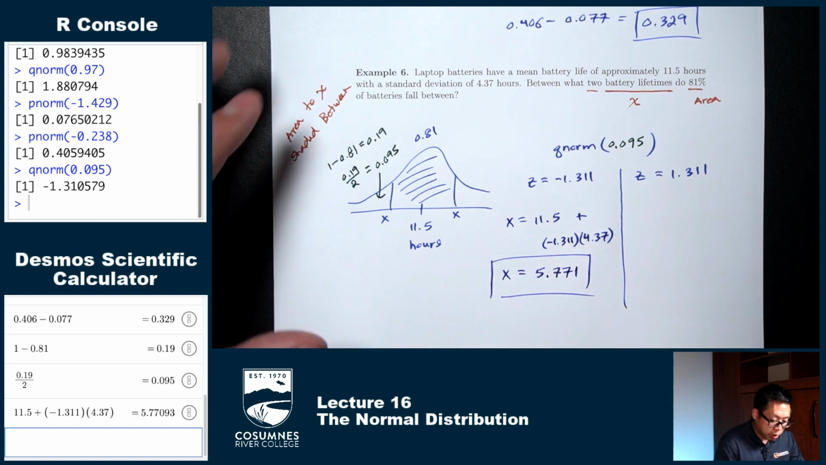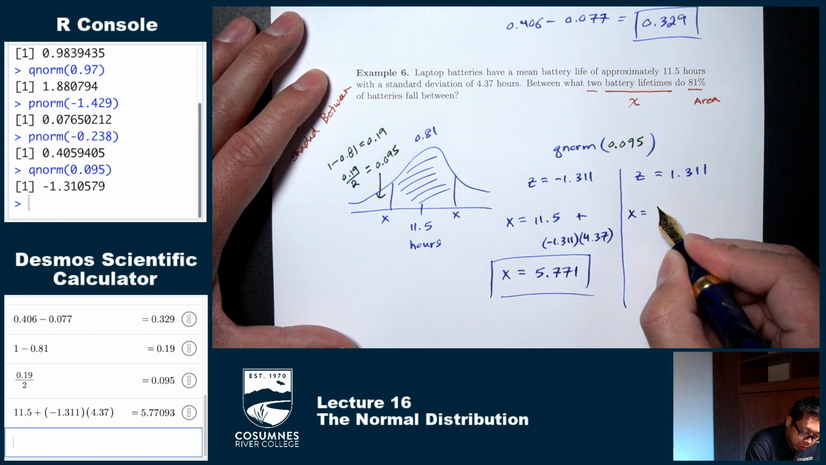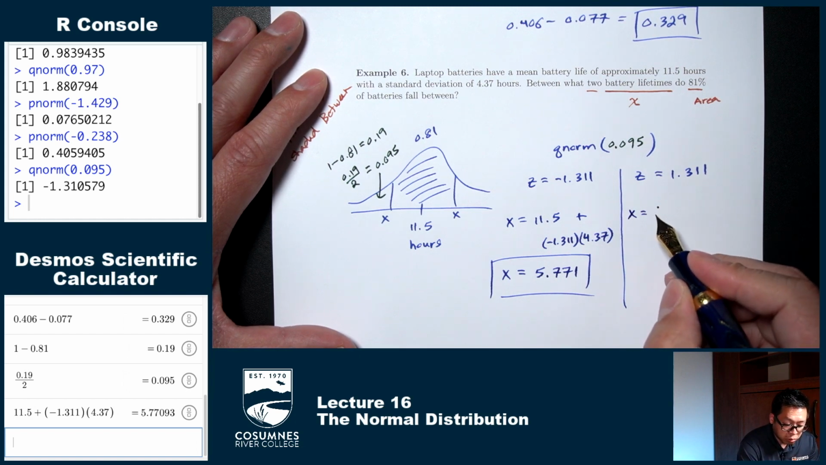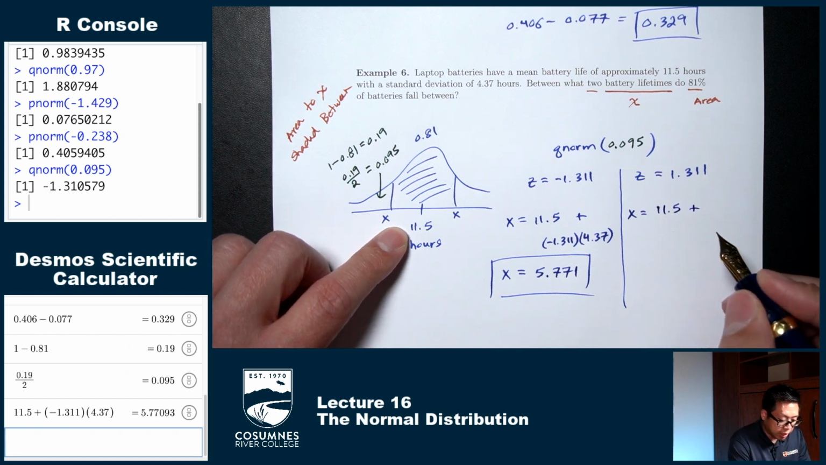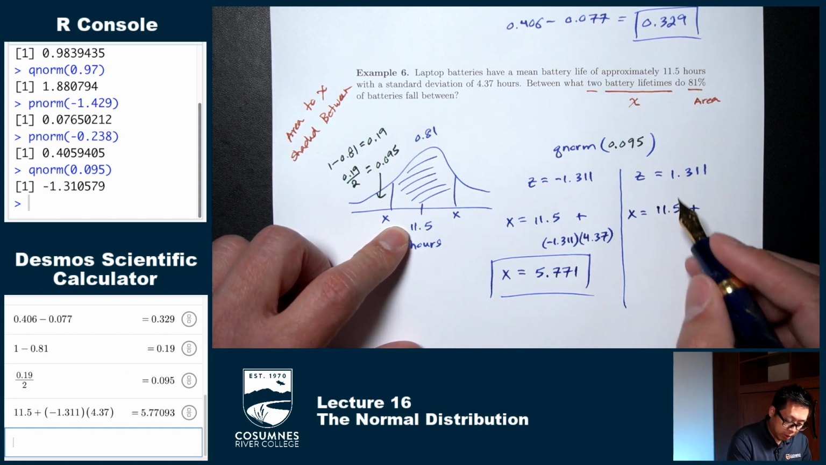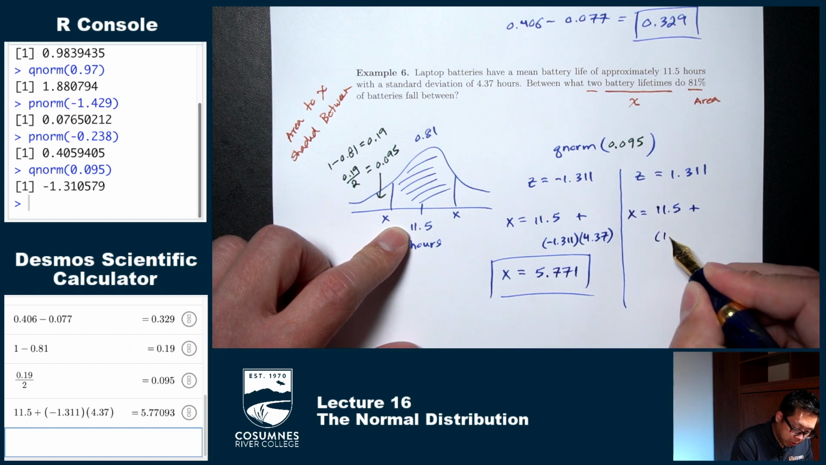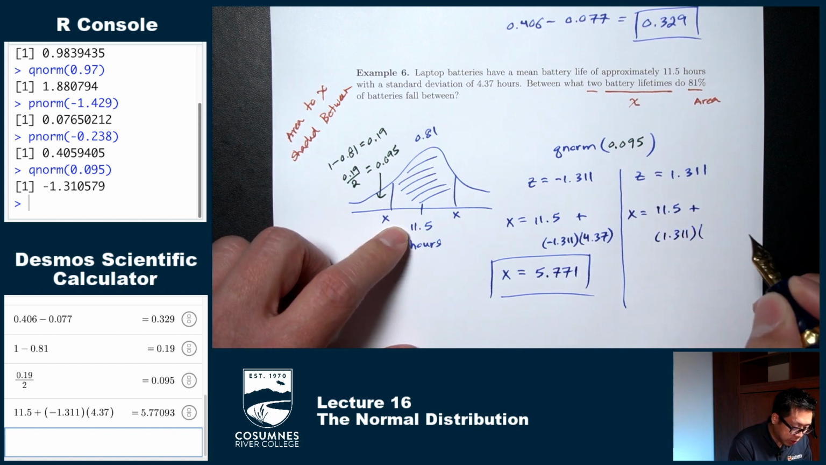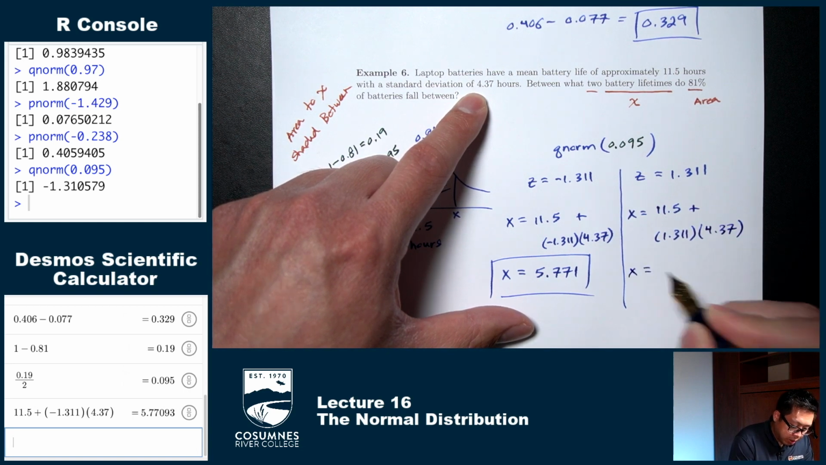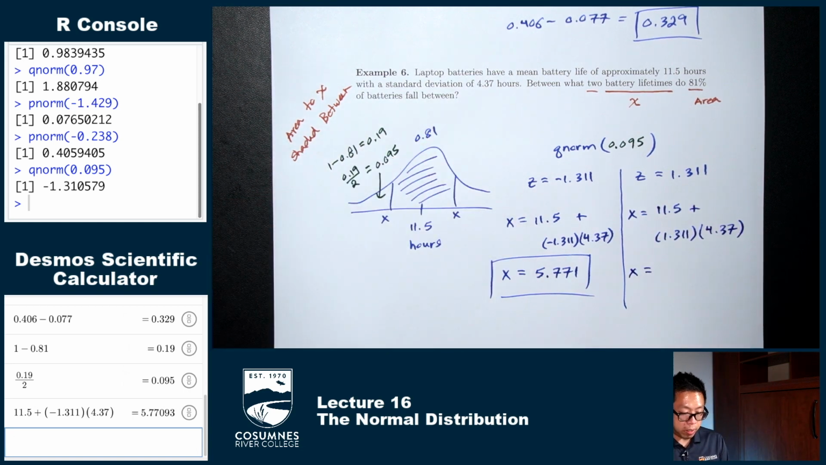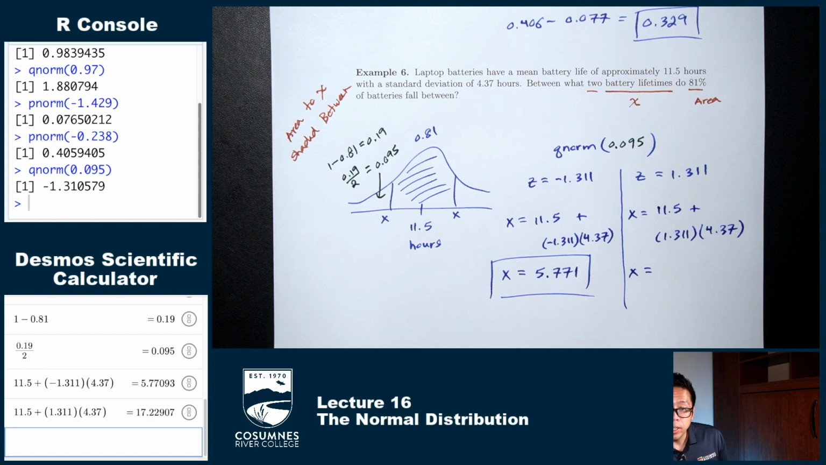Do the x formula for the other z. x equals the mean, which is 11.5, plus z times standard deviation. This time the z is 1.311, standard deviation 4.37. Okay, calculator: 11.5 plus this time positive 1.311 times 4.37 is 17.229.